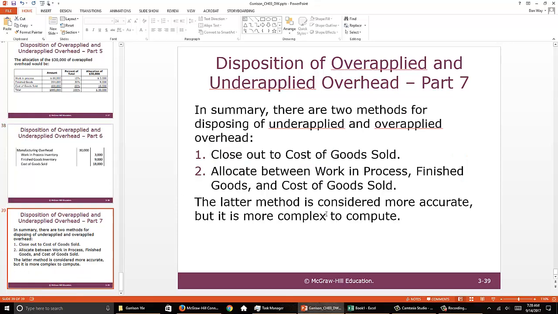So just to wrap this up, again, there are two methods for disposing of this under-applied or over-applied overhead. First one was what I always call quick and dirty. Just close it out directly to cost of goods sold. So we only have two accounts affected there, overhead and cost of goods sold. Or we can allocate it, as we did a minute ago, between work in process, finished goods, and cost of goods sold. And again, the second of those methods is considered more accurate, quote unquote, better, but it is a little more complex. So it's not uncommon to see some companies use that first one, particularly if they believe that it doesn't paint a more accurate costing picture to allocate it between those other accounts.